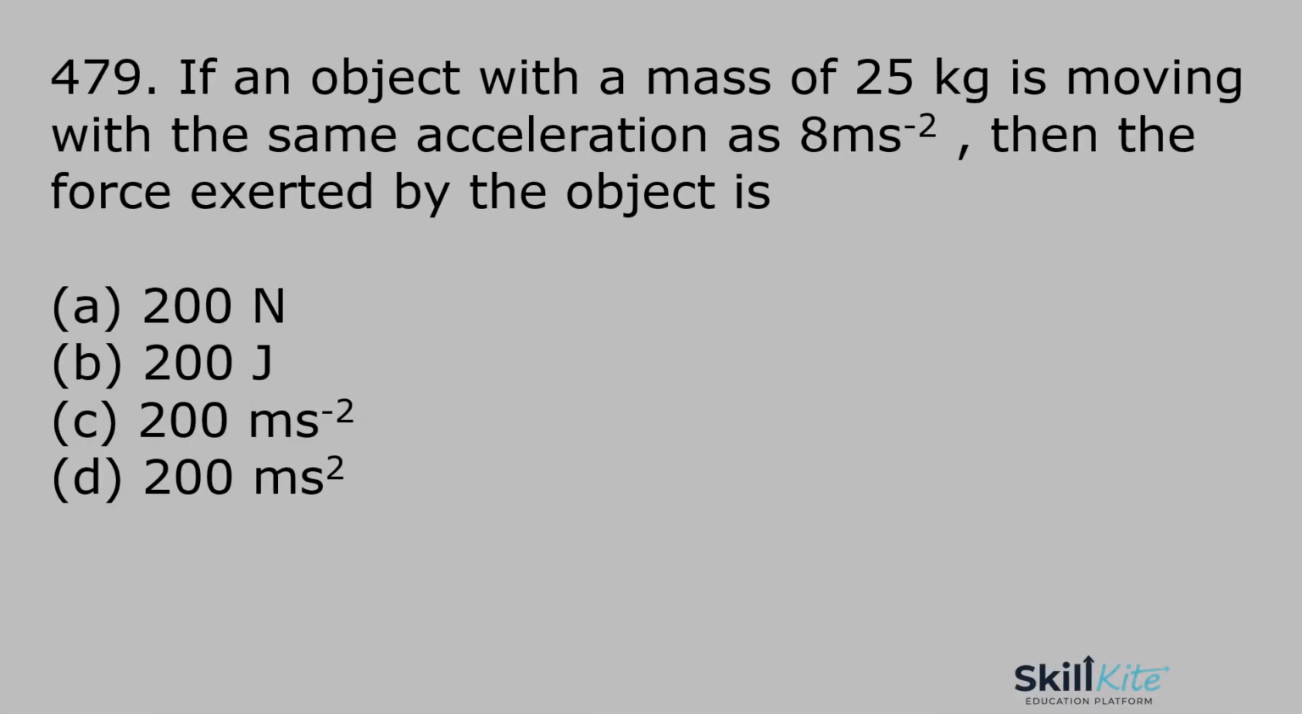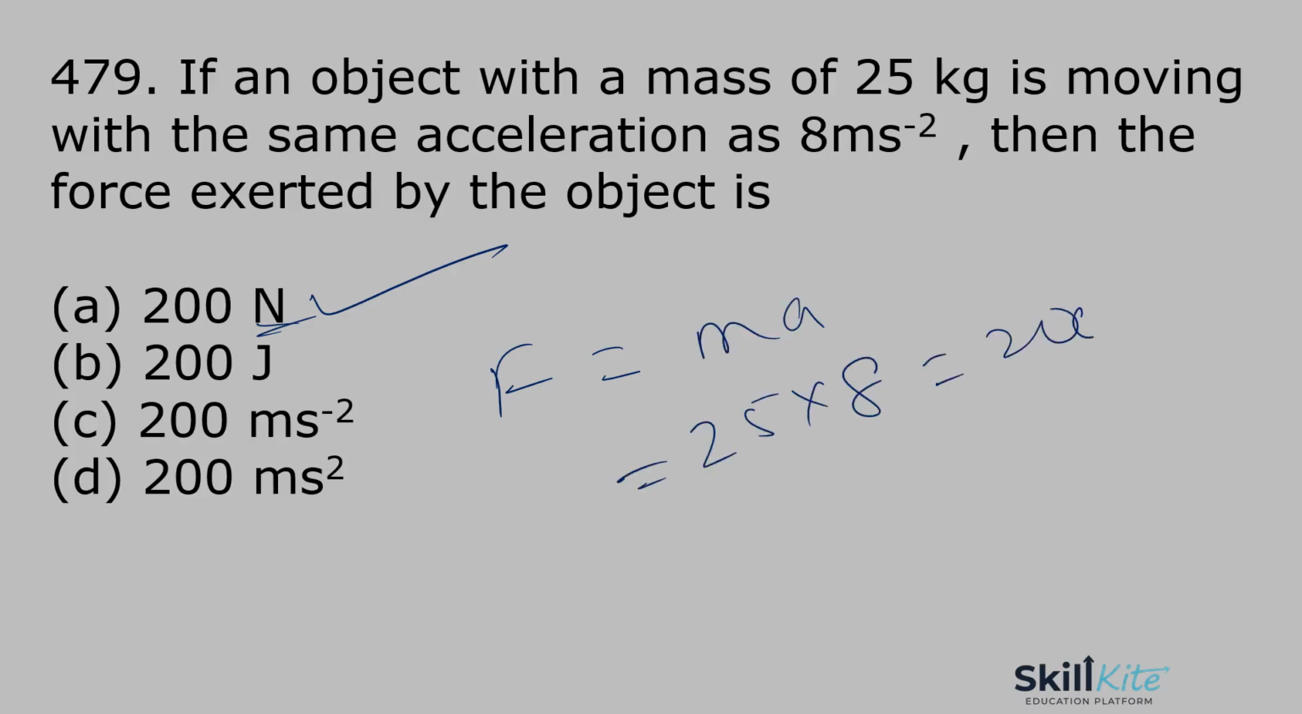An object with a mass 25 kg is moving with the same acceleration 8 meter per second square, then force is asked. F equals, here you can directly look and say, because the units are in newtons. F equals to ma, 25 into 8, that is 200 newton. Okay, option A.